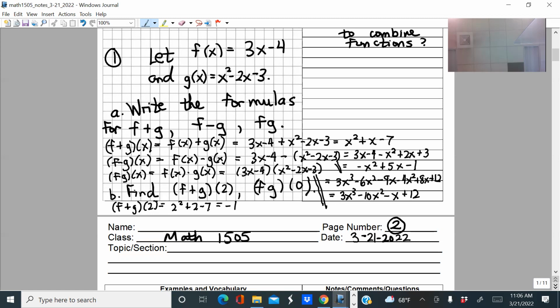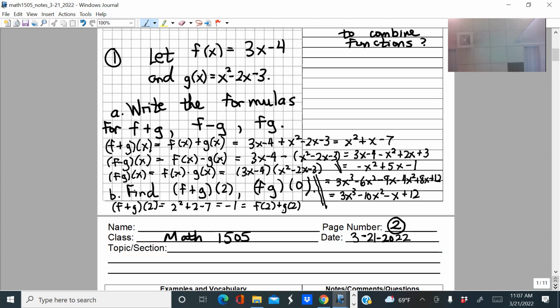So there's one way of evaluating f plus g of 2, because you have the formula for f plus g. You can just plug 2 into that formula, and you end up with a result of minus 1. However, there is a little bit of a shortcut here. If you want to evaluate f plus g of 2, and you don't want to go through the process of finding the formula for f plus g, you can do this directly from the formulas for f and g. Let me show you what I mean. f plus g of 2 would be the same as f of 2 plus g of 2.